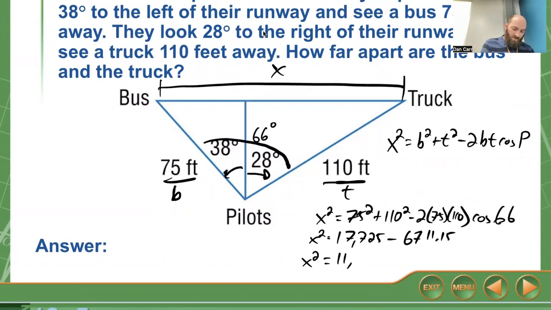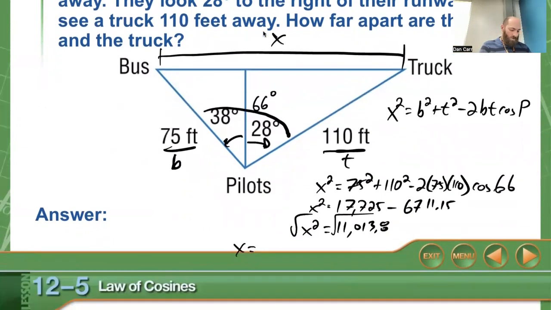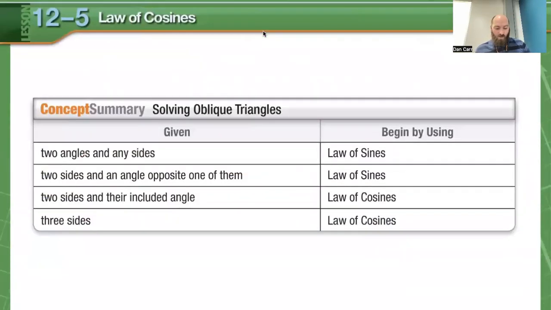So I combine those two to get 11,013.8, and then I square root both. My distance x, it doesn't say what to round to, but let's go to 2 decimal places. X is equal to 104.95 feet.